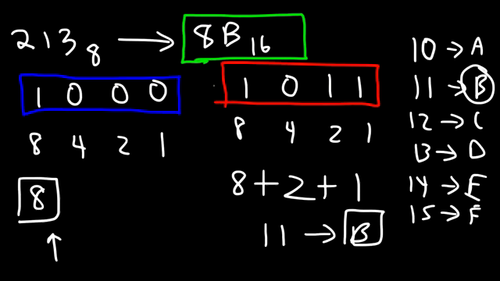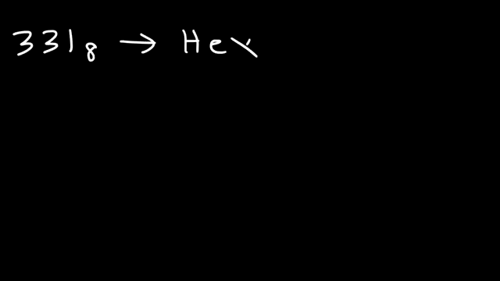And so that is how you can convert a number from the octal system into the hexadecimal system. Now let's try another example. 331 base 8 into a hexadecimal number. Feel free to pause the video if you want to try it. So let's separate each number into basically 3 parts.